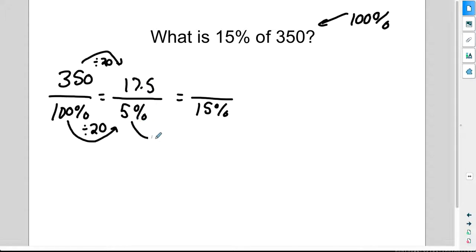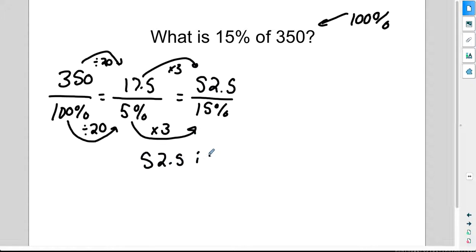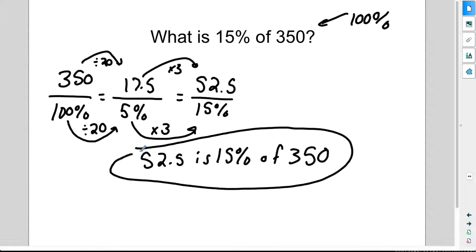And to go from 5 to 15, that's just going up by a factor of 3. So 17.5 times 3 is 52.5. So I can say now that 52.5 is 15% of 350. So all I'm doing is really taking this what part out and filling it in with my new value.